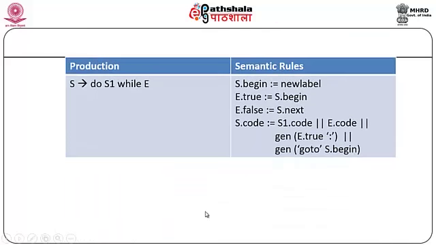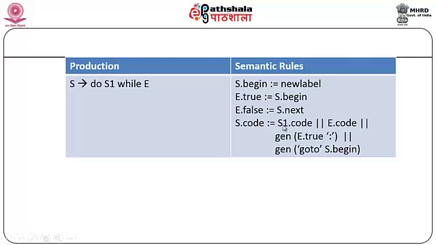So what you will do here is, you create a new label S dot begin, and you assign E dot true is equal to S dot begin, and E dot false is equal to S dot next. Now, as I said, you do not know the expression at all, so you cannot create that as a new label, but S dot begin could be a new label. You assign E dot true as S dot begin, and E dot false will be S dot next. That is, once the expression is false, I have to come down.